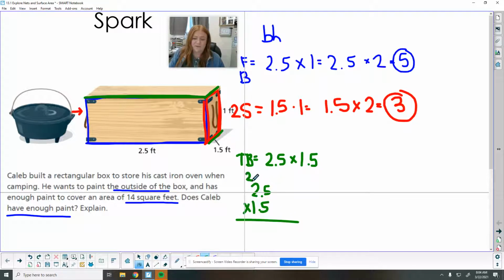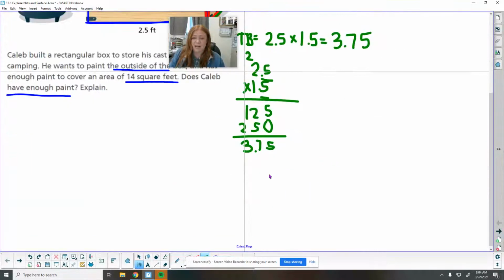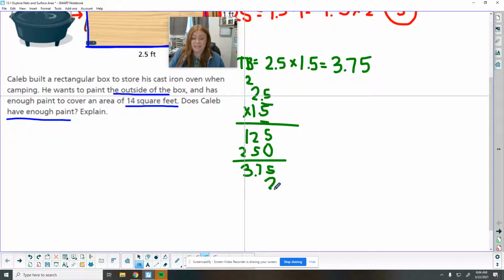So 5 times 5 is 25. 10, 11, 12, and my placeholder, 5 and 2 times 1. So we end up with 5, 7, 3, but I have 2 decimal places, so 1, 2. So just the top of the box is 3.75. But remember, I've also got the bottom that's exactly the same. So I'm going to double my top and bottom. So there's 10, 14, 15, and 6, 7 with 2 decimal places.